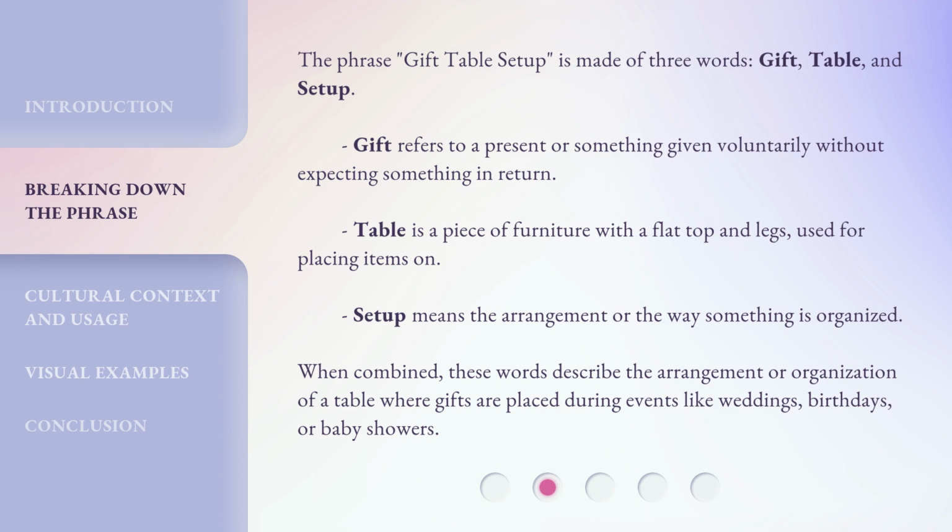The phrase, gift table setup, is made of three words: gift, table, and setup. Gift refers to a present or something given voluntarily without expecting something in return. Table is a piece of furniture with a flat top and legs, used for placing items on. Setup means the arrangement or the way something is organized.